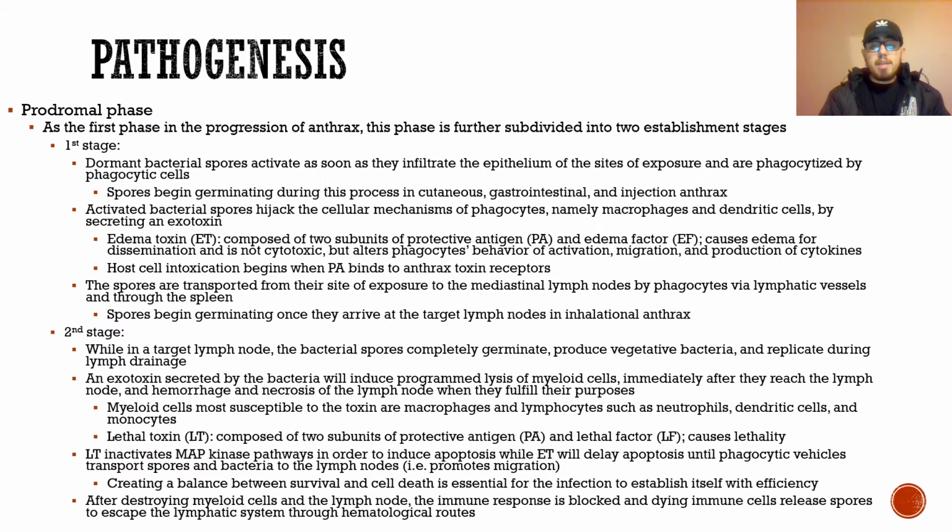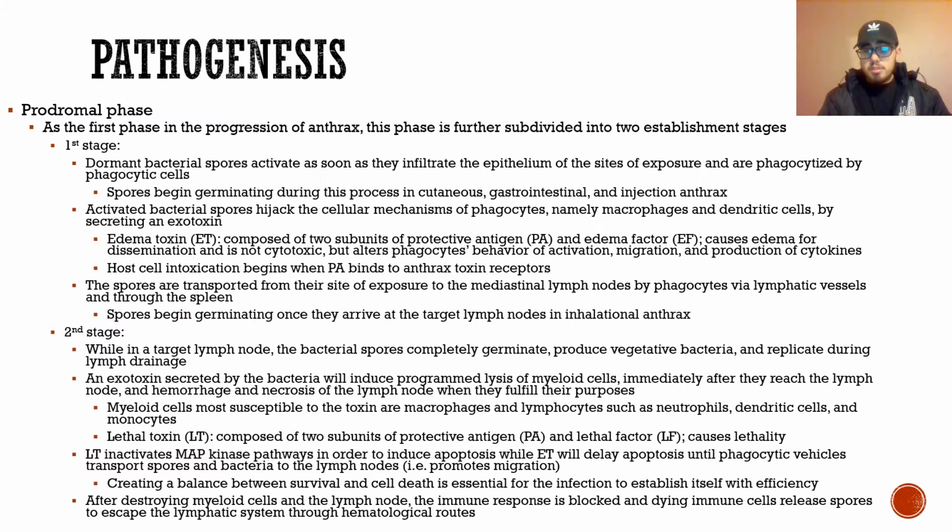An exotoxin secreted by the bacteria will induce programmed lysis of myeloid cells or immune cells immediately after they reach the lymph node, and hemorrhage and necrosis of the lymph node when they fulfill their purposes. So simply put, the exotoxin will kill the myeloid cells or the immune cells as soon as they reach the lymph node. So then they can unload the bacterial cargo and they will not be able to further utilize the immune response. And the hemorrhage of the lymph node basically happens because it's fulfilled its purpose. The bacteria doesn't need it anymore.